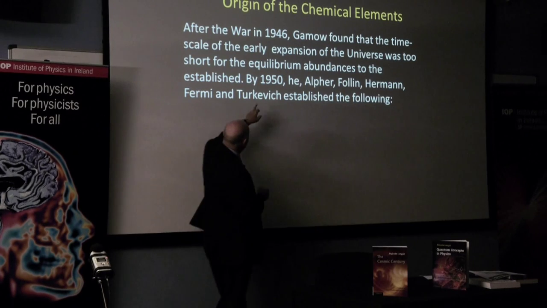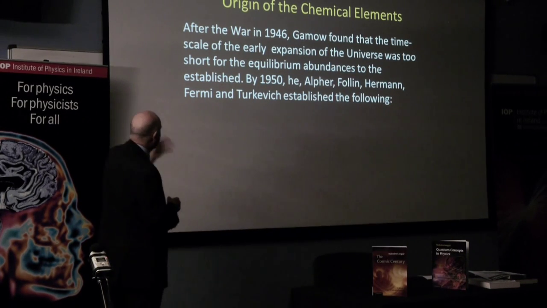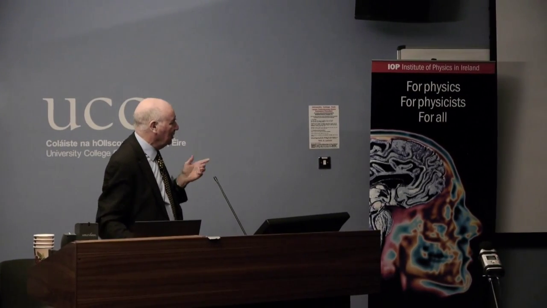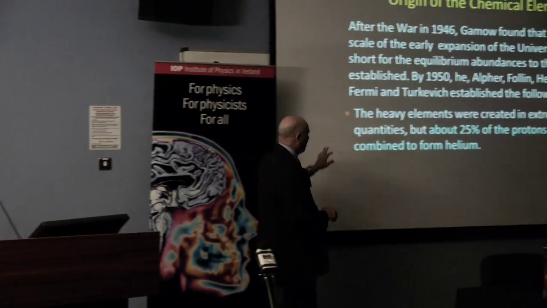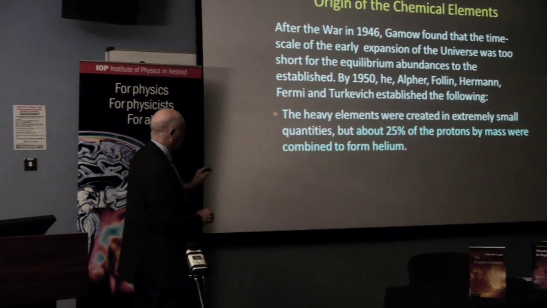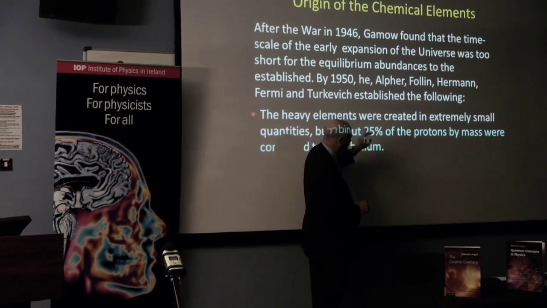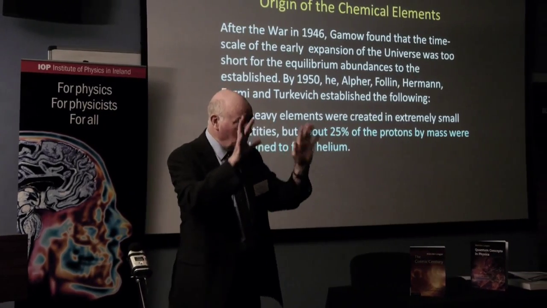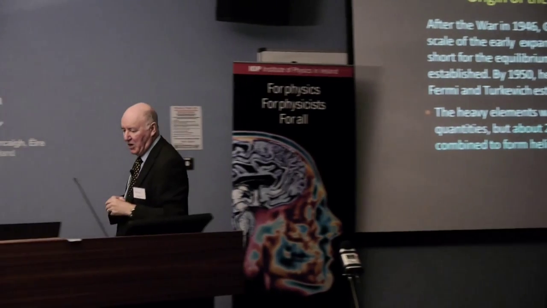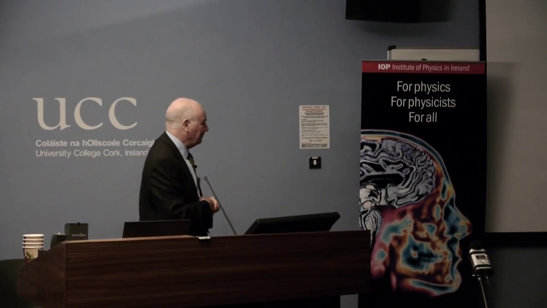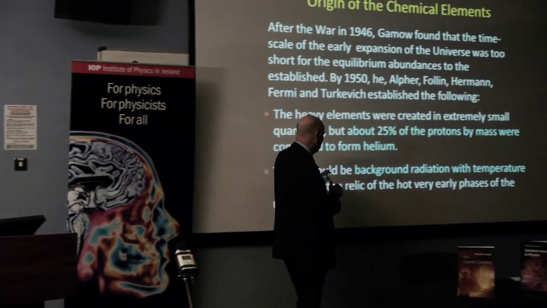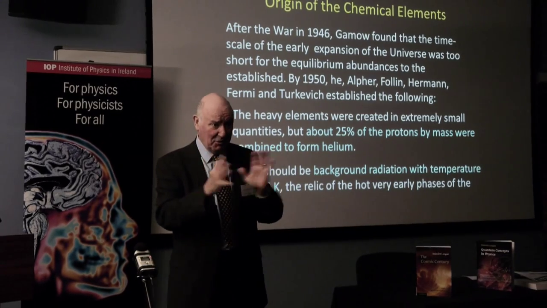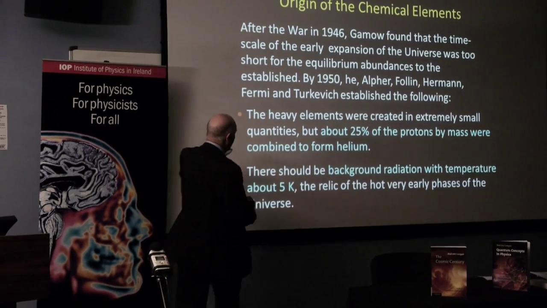So in this period from 1946 to 1950, he, Alpher and Herman, Fermi and Turkevich, they established the following facts about primordial nucleosynthesis. The first one was that the heavy elements were created in extremely small quantities, but about 25% of the protons were converted into helium. At that stage, that was just an observation. There was no way, at that point, of being able to confront that with observations. And secondly, that there should be a background radiation in the universe with temperature about 5 degrees, the cooled relic of the very early stages of the universe. Now, note the dates. This has all happened by 1950.